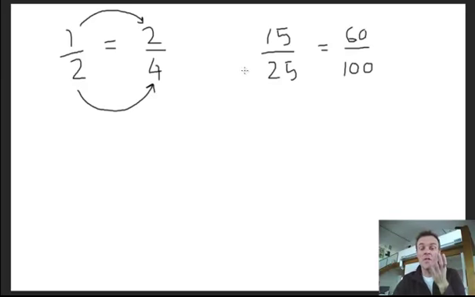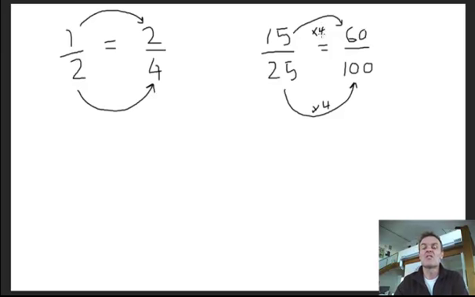Now we know that this is the same, it is equal, because we proved it by decimals. But look at this. How many times bigger is 100 than 25? I've multiplied by 4. Well, if I multiply the numerator by 4, yes, I will get 60.